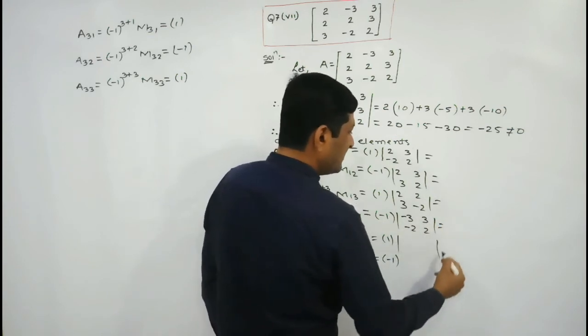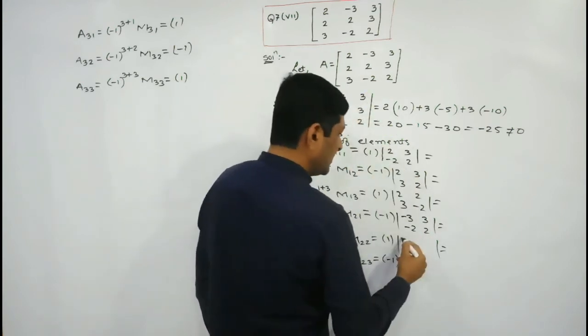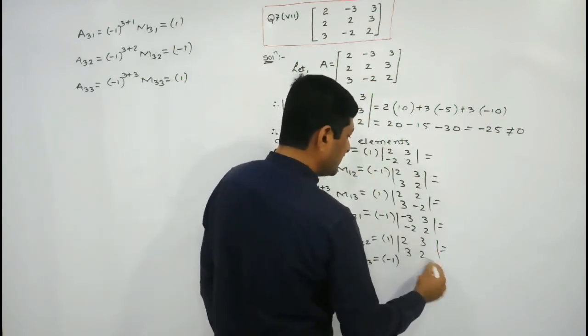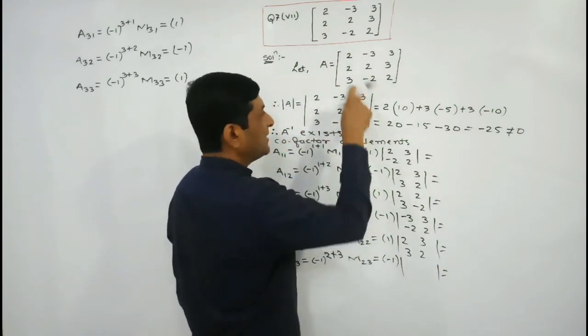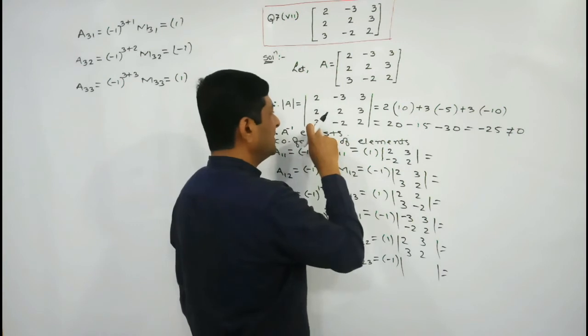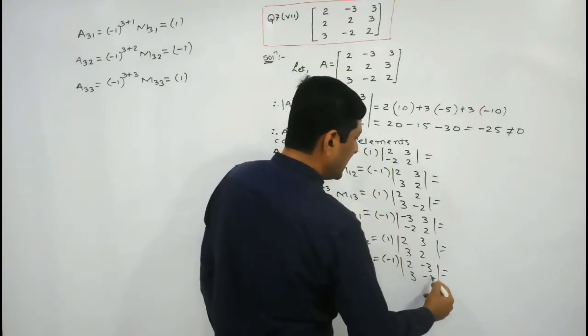Now delete the element of second row and second column. 2, 3, 3, 2. Lastly, delete the element of second row and third column. 2, minus 3, 3, minus 2.